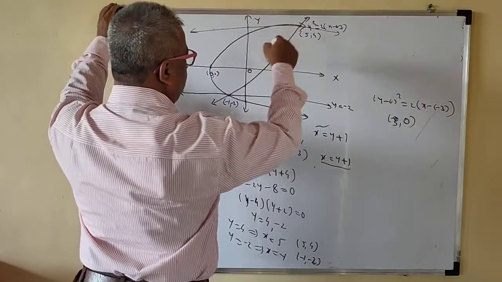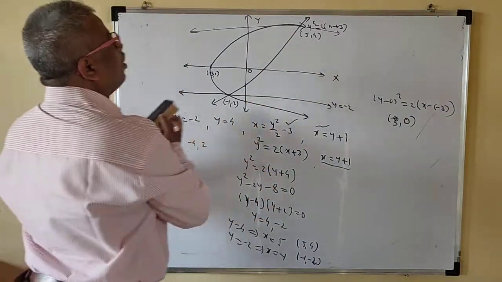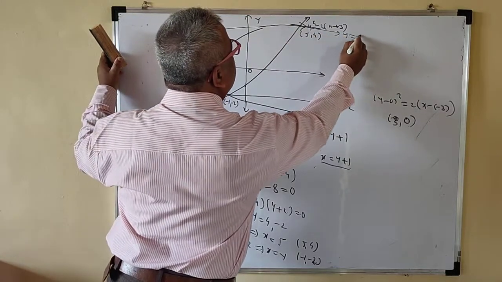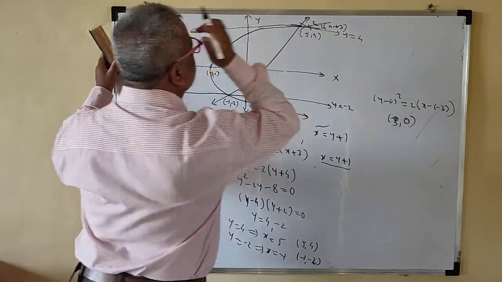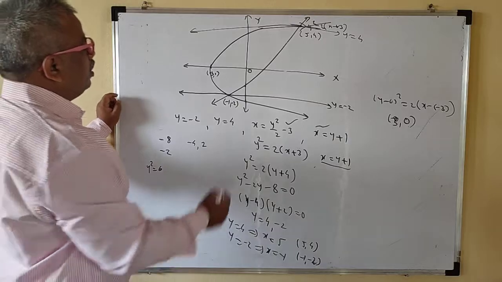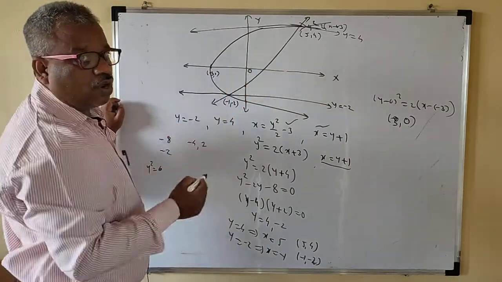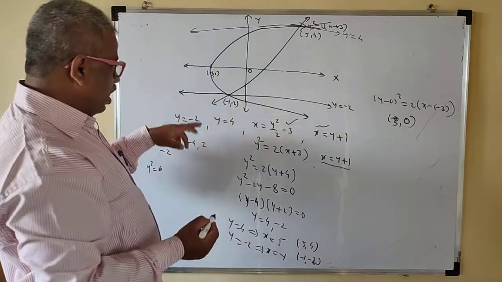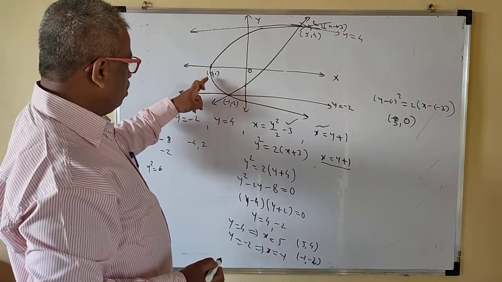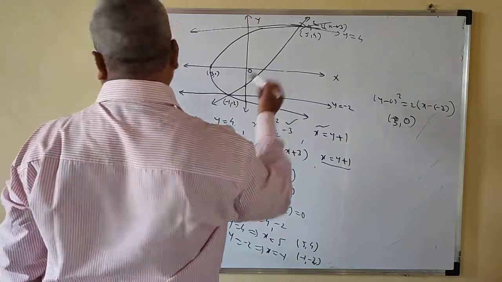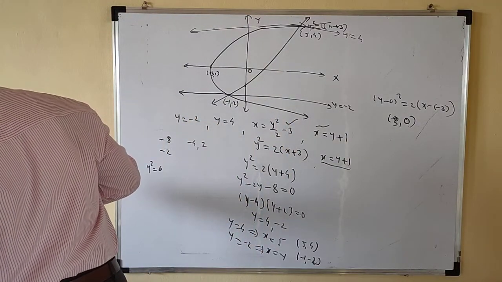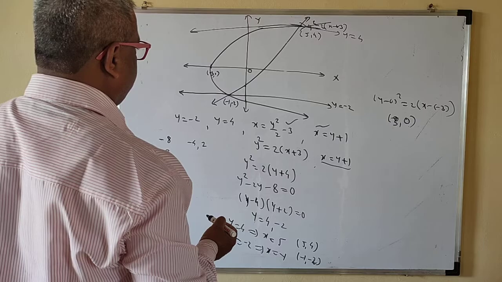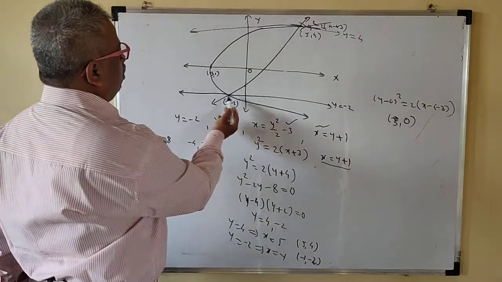Okay. Now, note this part. We draw this line, y is equal to 4, and this is your graph. Now, see here. If you draw a strip parallel to the x axis, the limits of y are, here, minus 2 to 4.